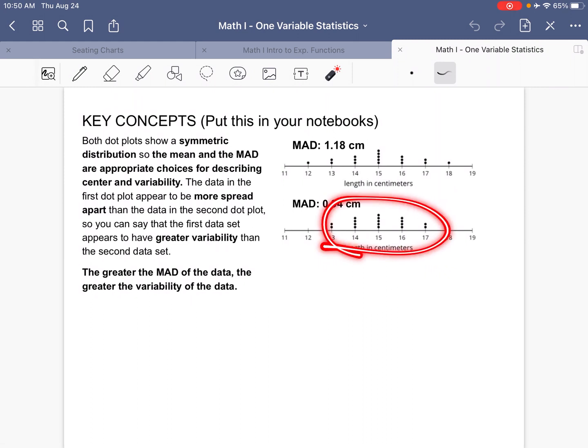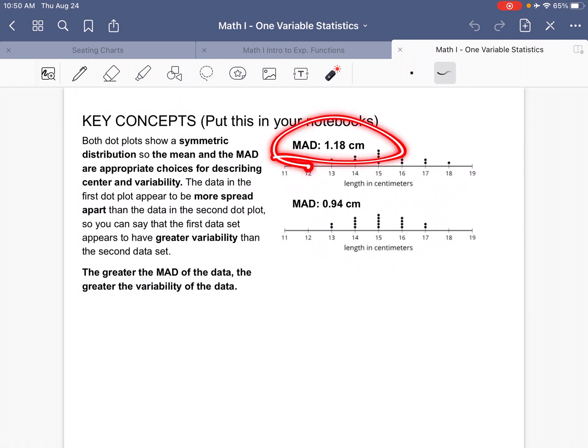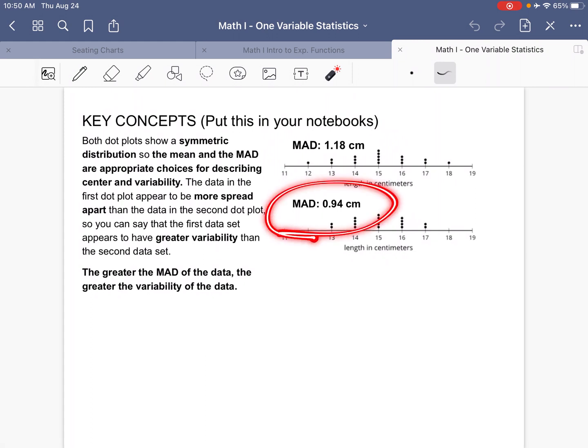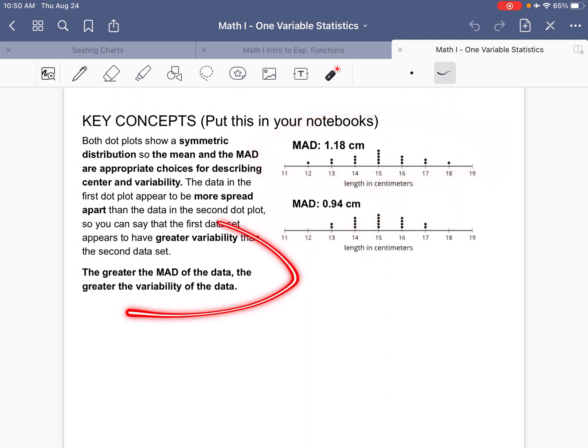I know they're identical in the center, but this one has data points that are a little further away from that middle, which is why this has a bigger number for the MAD than this one does. More spread out means a greater MAD. The greater the MAD of the data, the greater the variability. The less the MAD, the less variability, the less spread out it is, the less difference there is between the different responses that you got to whatever data you were collecting.